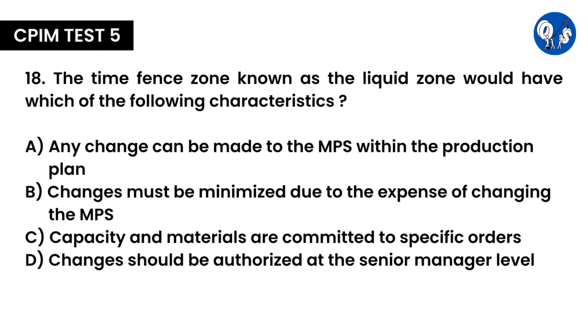Question number 18. The time fence zone known as the liquid zone would have which of the following characteristics? A. Any change can be made to the MPS within the production plan. B. Changes must be minimized due to the expense of changing the MPS. C. Capacity and materials are committed to specific orders. D. Changes should be authorized at the senior manager level. Here option A is correct. The liquid zone is characterized by mostly forecast orders and changes can readily be made without any impact to the bottom line. The master scheduler can make changes in this zone or the computer will make changes in this zone.